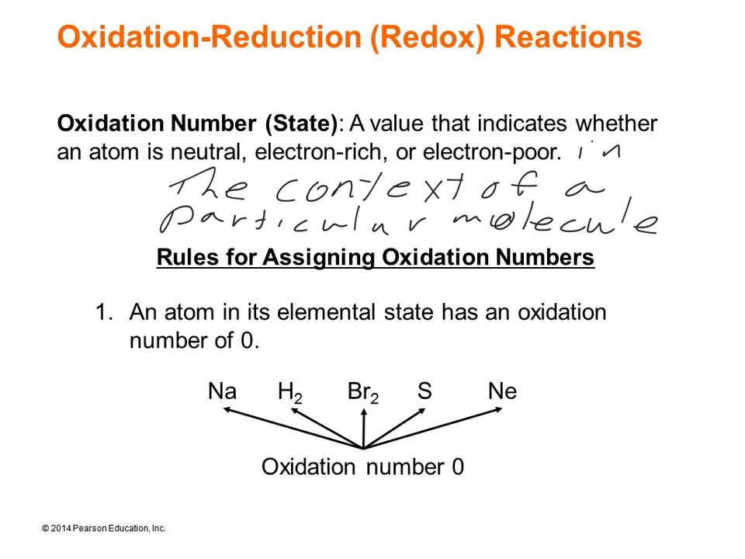First rule. An atom in its elemental state has an oxidation number of 0. In other words, if an atom or an element is by itself with no charge showing, it has an oxidation number of 0. In other words, it's done nothing chemically to gain or lose electrons. So its oxidation number is 0.